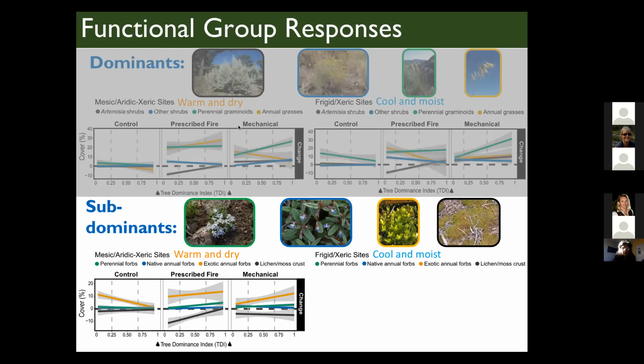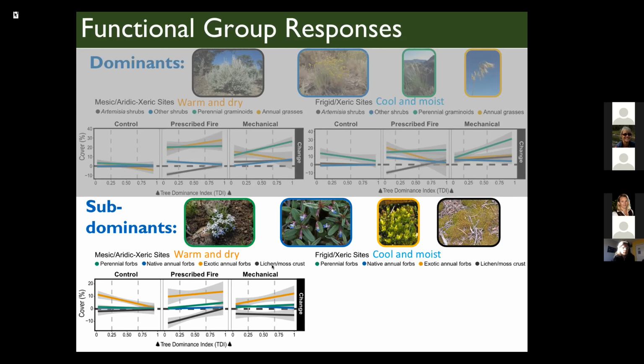So now let's take a look at the subdominants. And those functional groups will include perennial forbs, native annual forbs, exotic annual forbs, and then lichen and moss biocrust. And so first of all, let's look at both sets of forbs. We can see the perennial forbs and the annual forbs didn't have much of a response to either one of the treatments, but they did increase a little. The exotic annual forbs, unfortunately, increased quite a bit in both treatments, again, more severe in the prescribed fire.